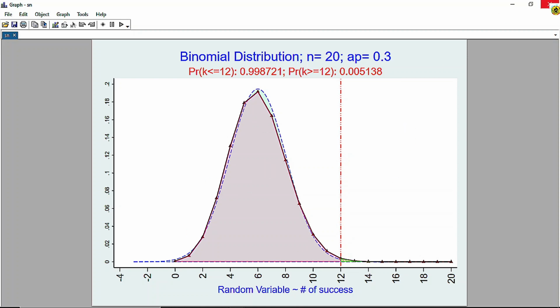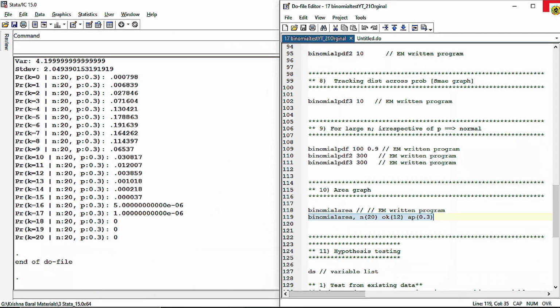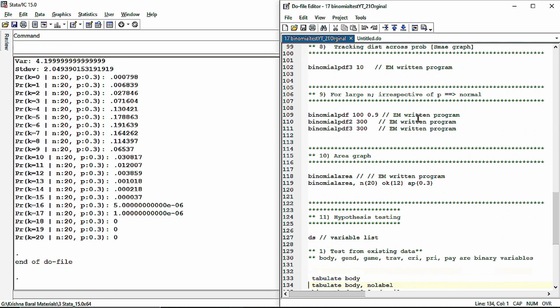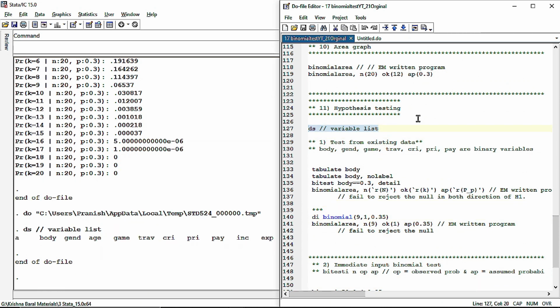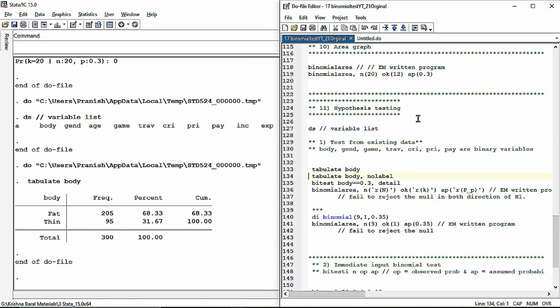This is what the basics of the alternative hypothesis. And let us check the hypothesis. Now let us display the list of the variables that we have, and then let us tabulate body, and then again tabulate body.